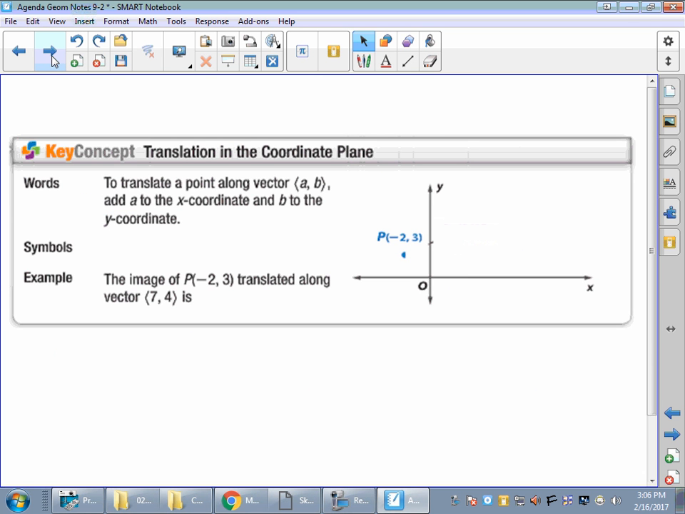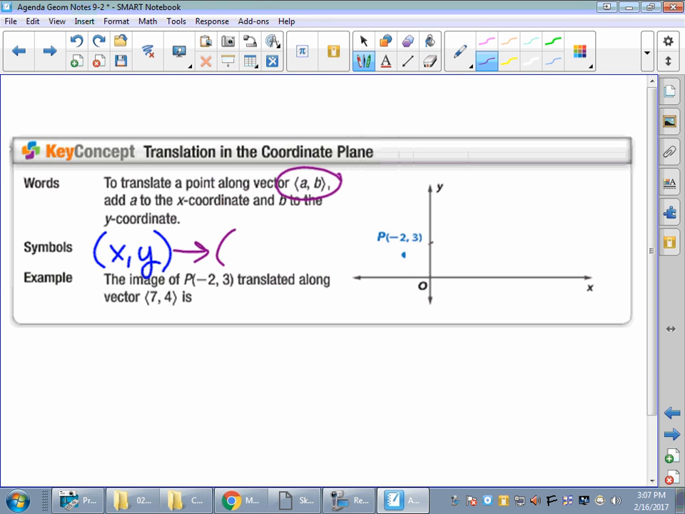So here's our rule. We've only got one rule for translations. It's a pretty easy one. To translate a point along a vector AB, add A to the x coordinate and B to the y coordinate. So we're going to start off with an xy ordered pair. We know that we're going to translate it along vector AB, which means that my final point for my image is going to be x plus a and y plus b. So I take the x coordinate and add how far the horizontal change is. I take my y coordinate and add my vertical change to it.